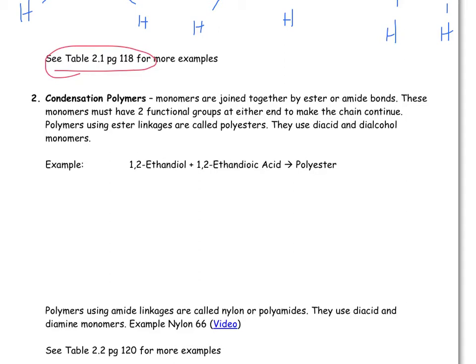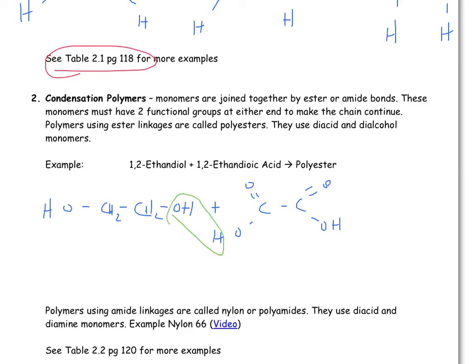For example, if I have a 1,2-ethane-diol, I would have the hydroxyl groups at either end of the chain. And then in order to make it an ester, I would use a 1,2-ethane-dioic acid. Again, with the functional groups at either end of the chain. Because I'm doing a condensation reaction, I have to release water as my second product.